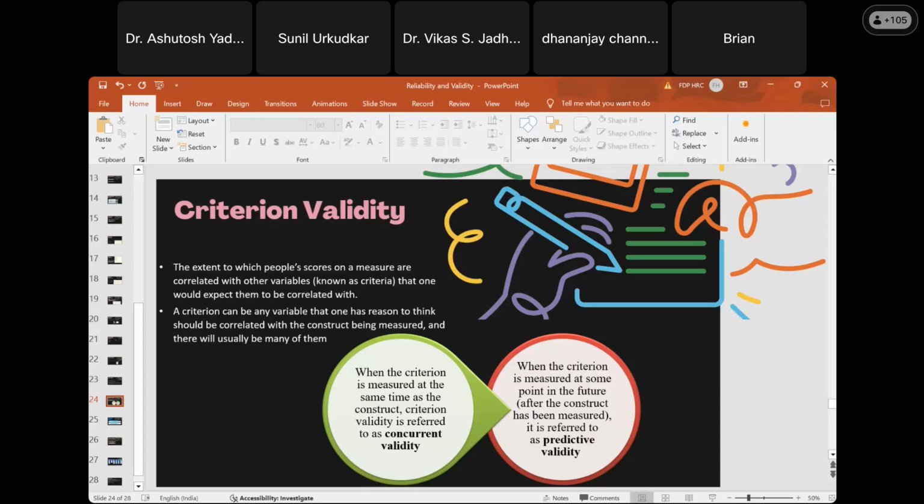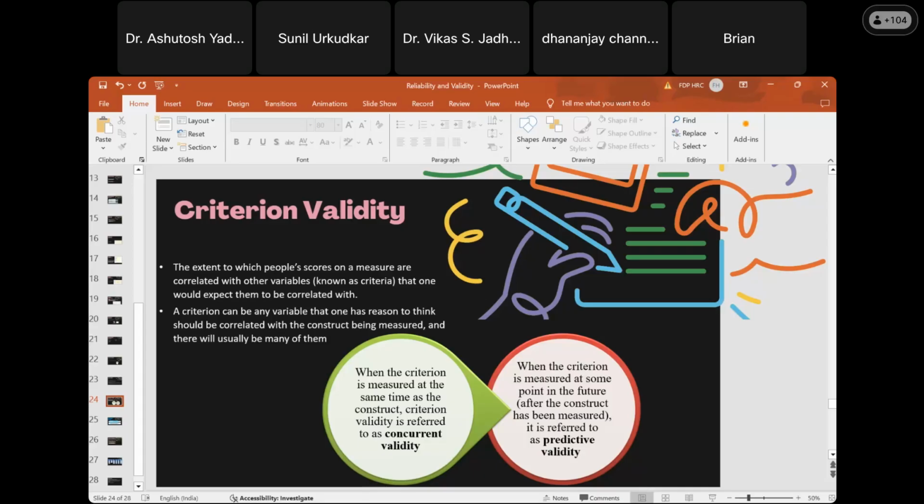Now, criteria can be anything. A criterion can be any variable that one has reason to think should be correlated with the construct being measured. And there will usually be many of them. For example, test anxiety score में negative correlation आ रहा है अगर exam performance से और course grade से, and positive correlation आ रहा है general anxiety से, blood pressure during an exam. Okay, so these all become criteria.